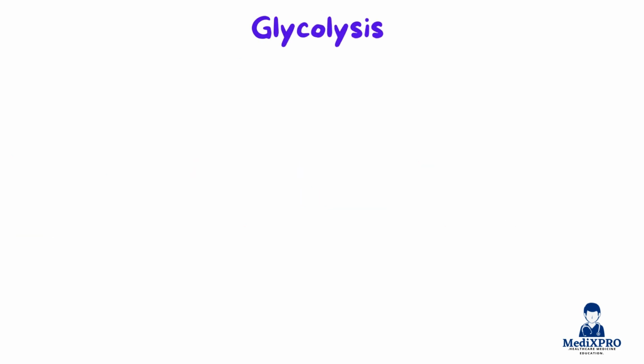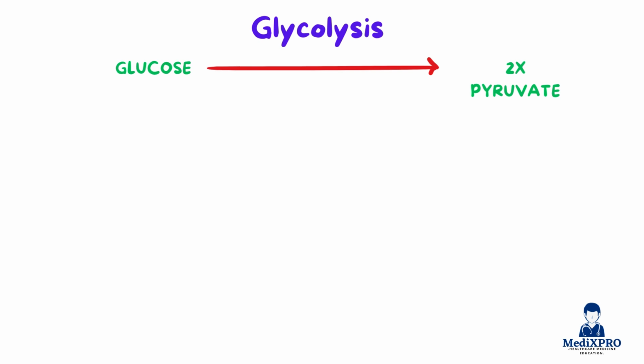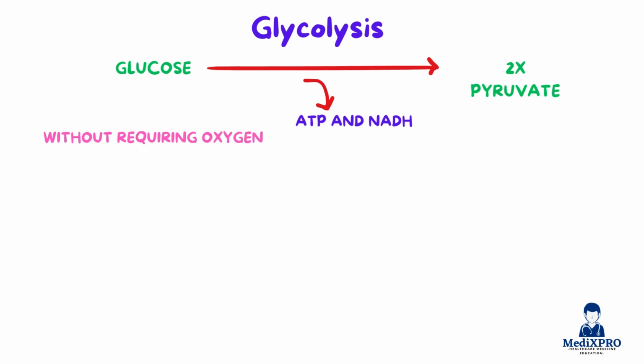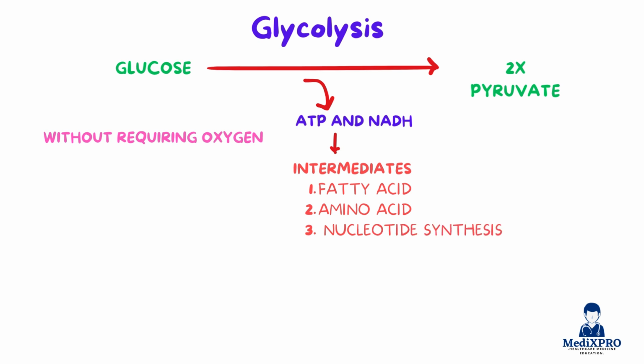Glycolysis is a catabolic pathway that converts one molecule of glucose into 2 molecules of pyruvate. This process occurs in the cytoplasm and produces a net gain of ATP and NADH without requiring oxygen. Why is it important? Because it provides rapid energy and supplies essential intermediates for fatty acid, amino acid, and nucleotide synthesis.